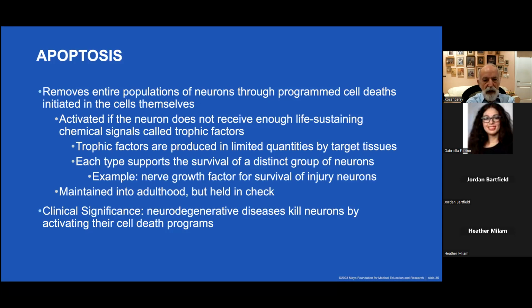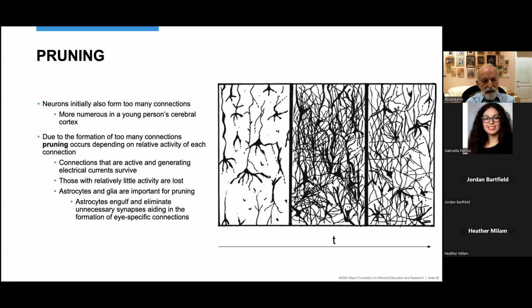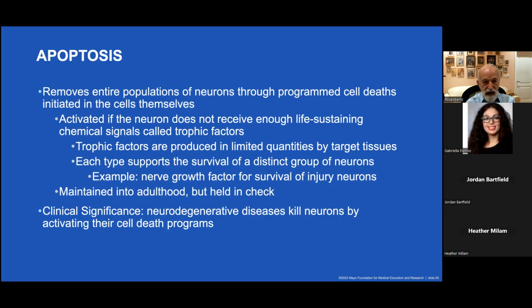Apoptosis removes entire populations of neurons through programmed cell death initiated in the cells themselves. This process is activated if the neuron does not receive enough life-sustaining chemical signals called trophic factors, which are produced in limited quantities by target tissues, and each supports the survival of a distinct group of neurons. The clinical significance is that neurodegenerative disease kills neurons by activating their cell death programs. Next.